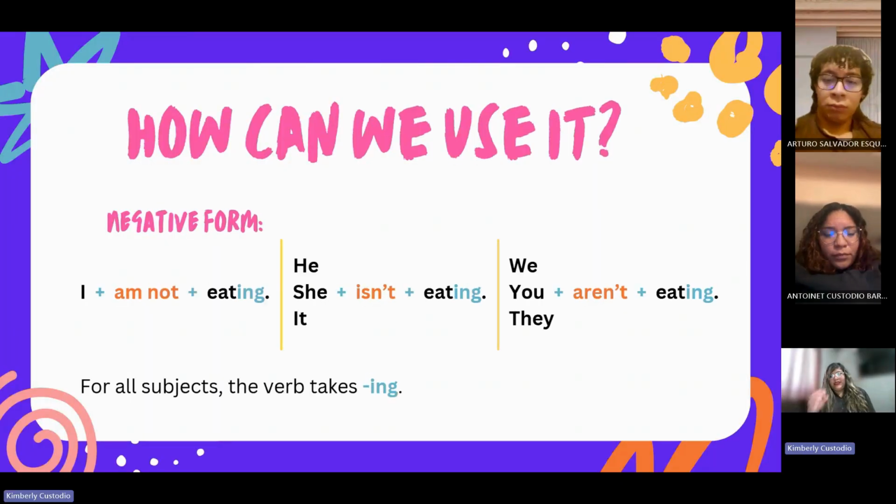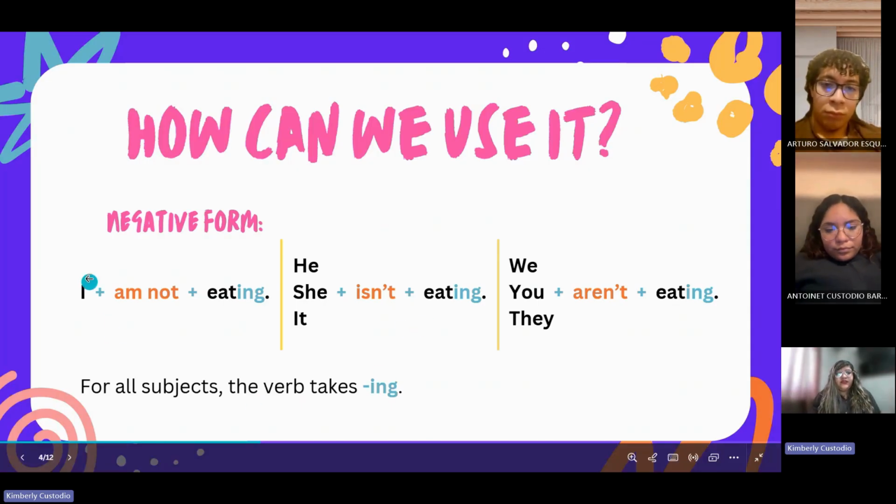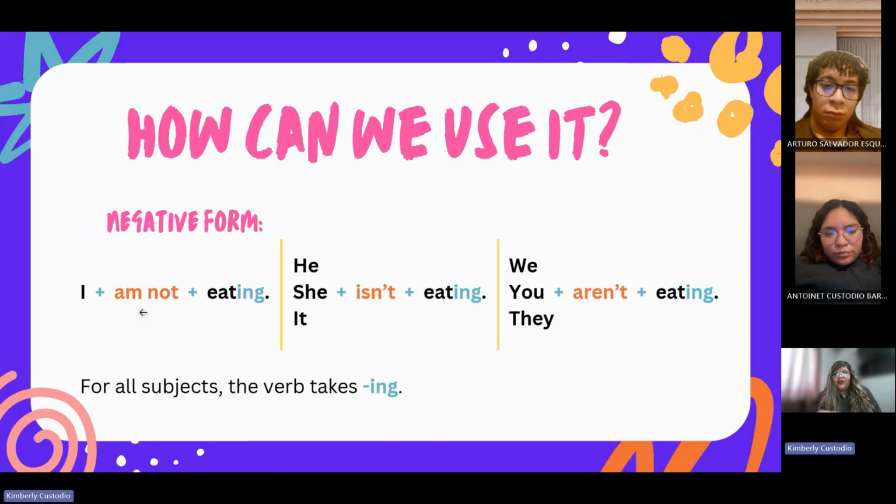Now, how are we going to make it for negative sentences? The only difference between affirmative and negative statements is that we just add not to the verb be. For example, we have I am, and immediately after that you write not. I am not, the verb plus ing. I am not eating. She is not eating. Or, for example, we are not eating.